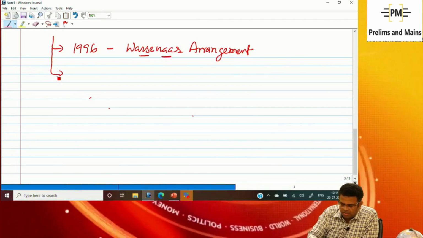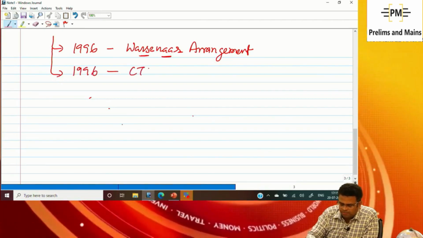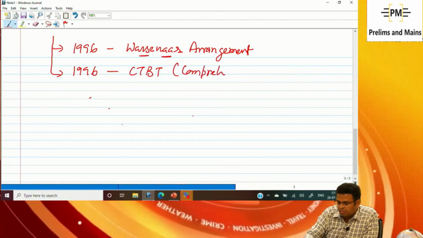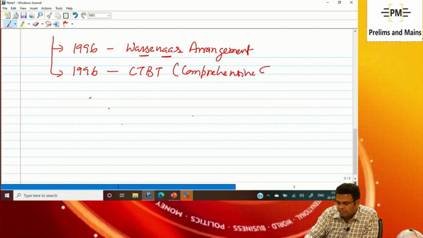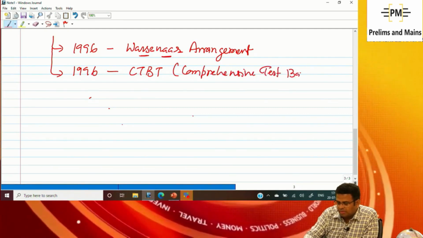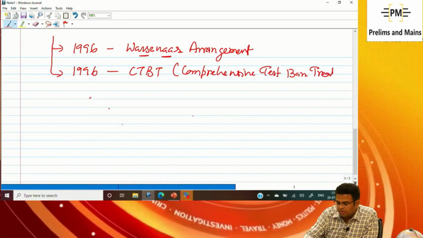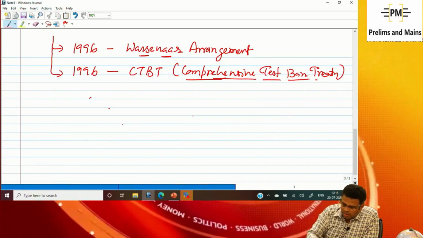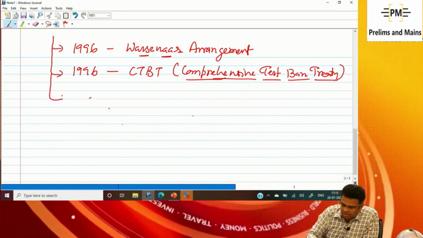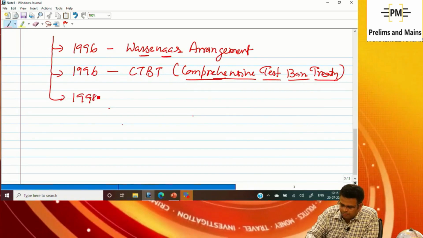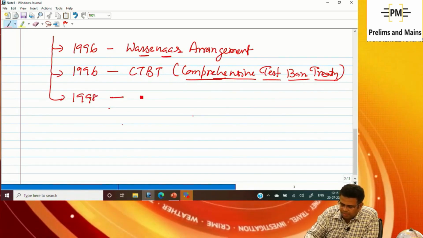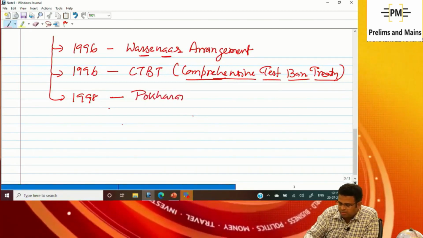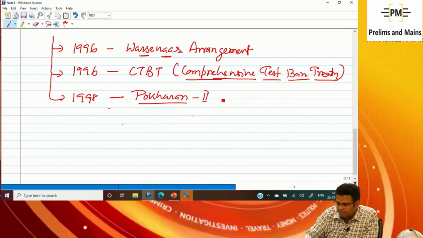and in the same 1996 there is a CTBT, the Comprehensive Test Ban Treaty. Comprehensive Test Ban Treaty. Then in 1998, in the month of May, India did the second test. Pokhran 2 issue we have to see.